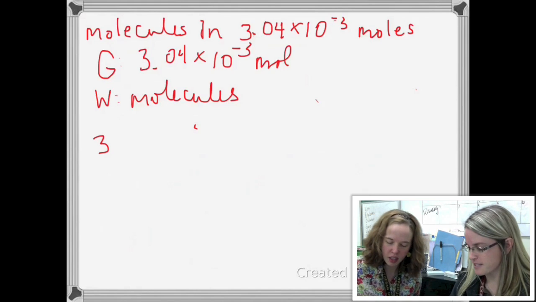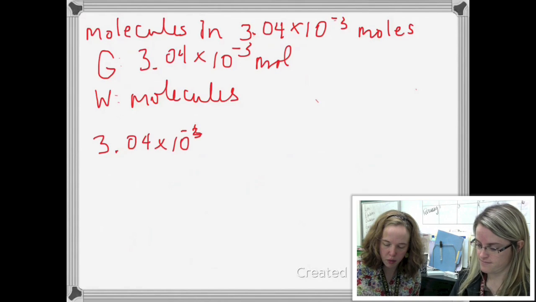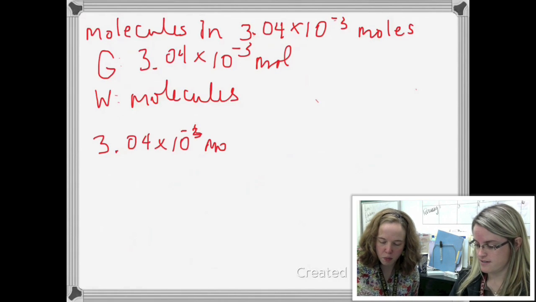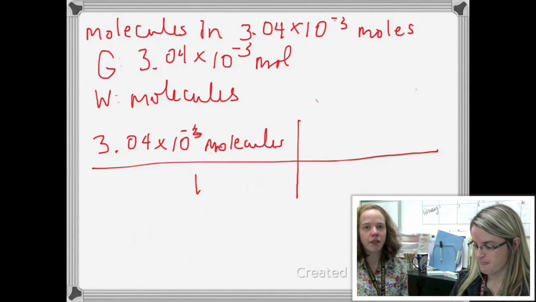All right. So where do we put what we're given? At the very beginning on the top. So 3.04 times 10 to the -3. All right. And this is moles. We're going to make our tracks. We're going to put a 1 on the bottom so we don't think we just left it off there.